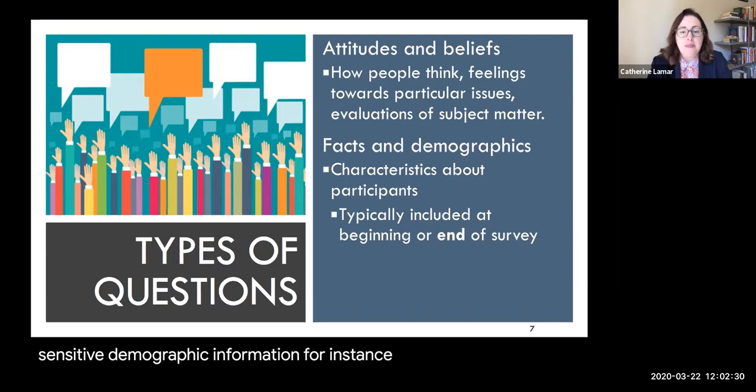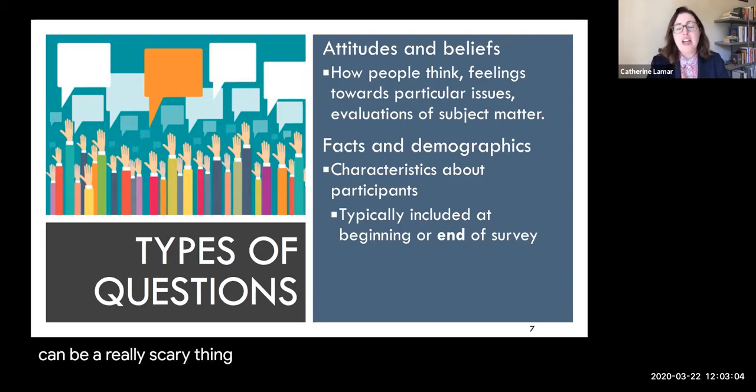For instance, some sensitive demographic questions could involve things like income, right? Asking about financial status can be challenging. Or also other things like sexual orientation or gender identity. These are questions that can be challenging for some people to answer, and if confidentiality or anonymity is not maintained properly, which it will be in all of our studies, but on the off chance that the participant doesn't trust the researcher with maintaining confidentiality, answering those questions can be a really scary thing. So, basically, your demographic questions should go at the end of the survey.